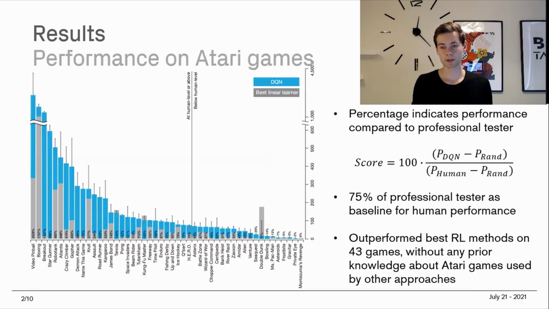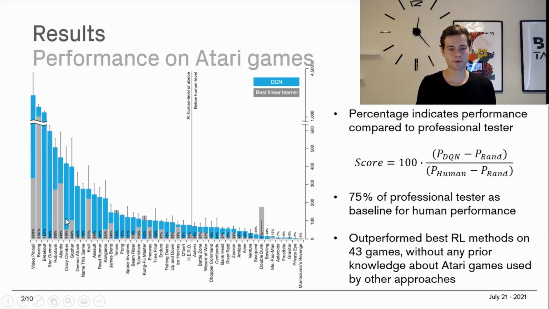Looking also at the results for these various games, we have a bit more complicated graph that you can see here. So basically what we have is these bars in here, and they're separated by a blue and a gray region. The blue region indicates the DQN, so basically the primary model that was evaluated. The gray ones are the best linear learners that were currently available as per the publishing of this paper. So the higher the bars, obviously the better the model is.